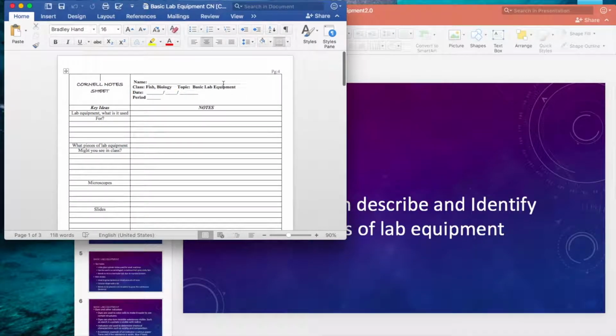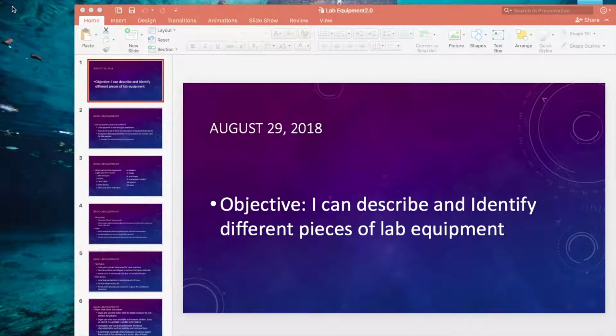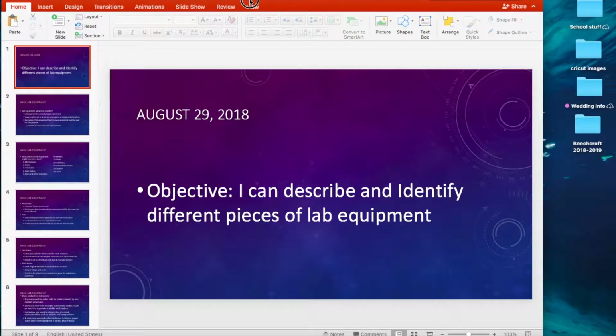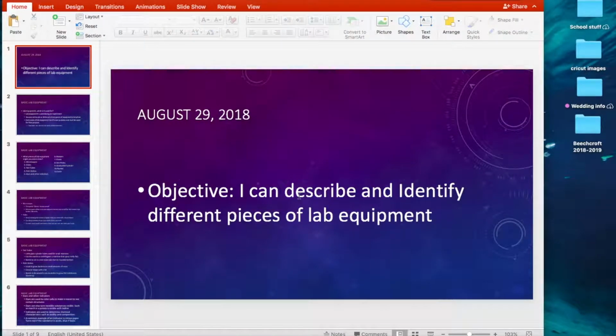Alright? Don't forget to put your name at the top, the date, your period, and also remember the page number. Alright, so if you need help on taking Cornell notes, please go back and watch the video on how to take Cornell notes. Today as we go through our notes, I'm going to pause and show you some pictures of the objects that we are looking at today. Some of them you might recognize, some of them you might not.